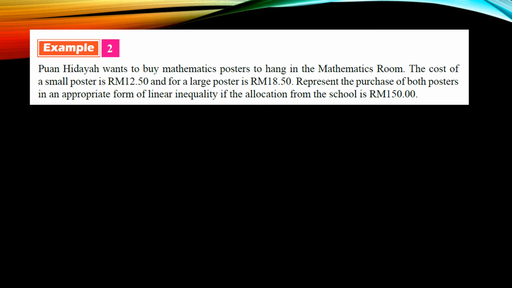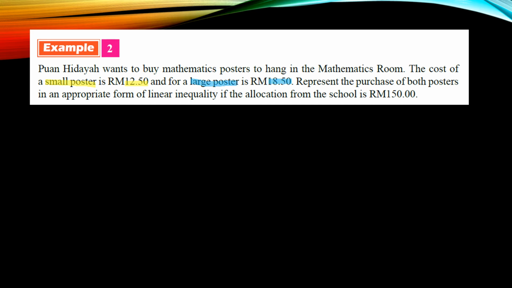So from here, you know that Puan Hidayah wants to buy posters, but we must know how many types of posters we have. One is small poster, that is 12 ringgit 50 cent, and another one is large poster, that is 18 ringgit 50 cent.